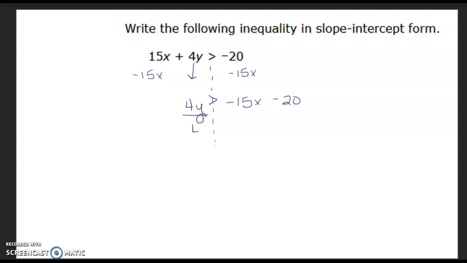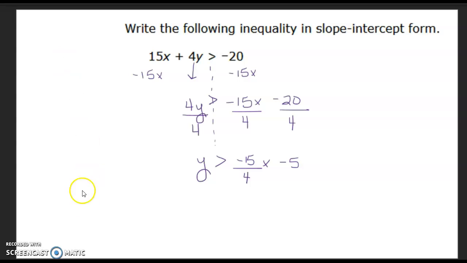Then you have to divide, because 4 is currently being multiplied, so you have to divide every single thing by 4. We're dividing by a positive number. I don't have to flip the symbol, which is perfect. Negative 15 divided by 4. If we can't simplify it at all, then just leave it. We can't simplify that to a smaller fraction, and they don't want a decimal because that's a slope. So we have negative 15 over 4x. Negative 20 divided by 4 is negative 5.